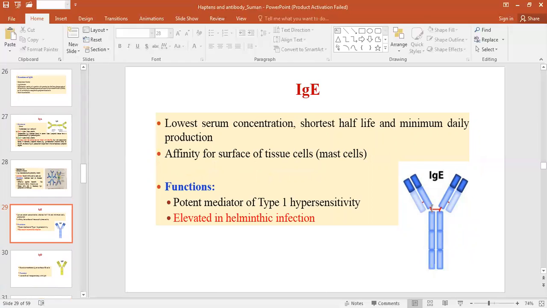So IgE production in serum in the human body is the lowest among the other types of immunoglobulins, and it also has the shortest half-life, minimum daily production, and the lowest serum concentration. They have an affinity for the surface of tissue cells or mast cells, and their function is to act as a potent mediator of type 1 hypersensitivity. It has also been noticed that in helminthic infection, their production is elevated.